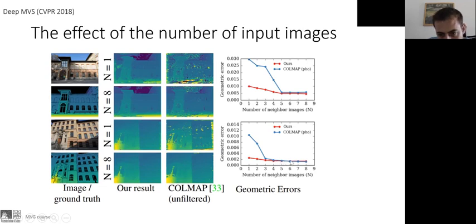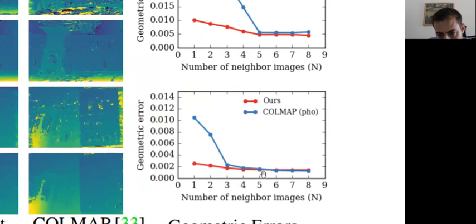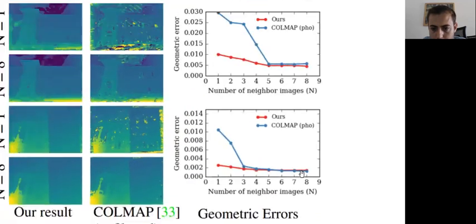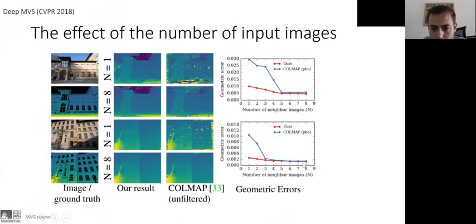So maybe in this case it did not help them. You can see that the orange curve went up a little bit compared to Colmap, which always gets better results with more images. But overall, they were able to generalize to more neighboring views.